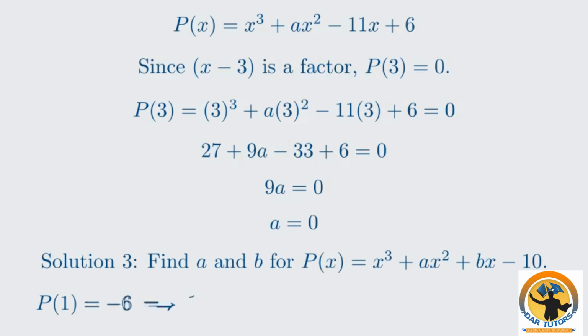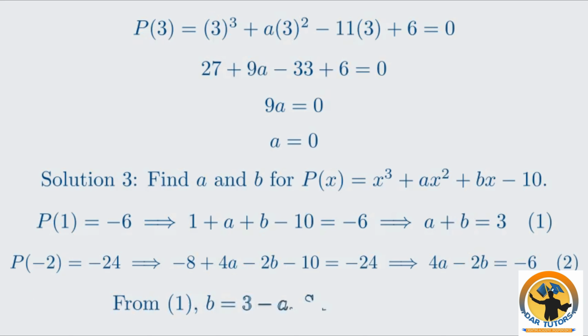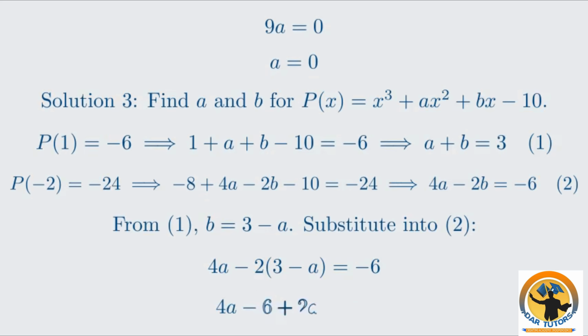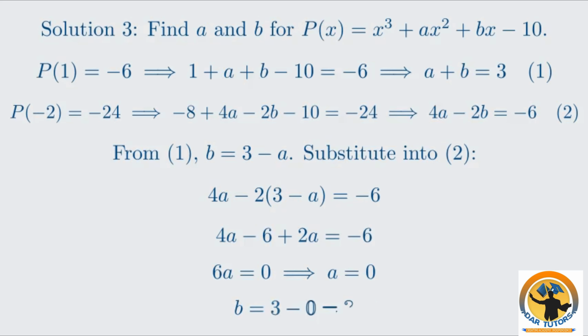For question 3, we set up a system of equations. P of 1 equals negative 6 gives us 1 plus a plus b minus 10 equals negative 6, which simplifies to a plus b equals 3. P of negative 2 equals negative 24 gives us negative 8 plus 4a minus 2b minus 10 equals negative 24, which simplifies to 4a minus 2b equals negative 6. Solving this system gives a equals 0 and b equals 3.